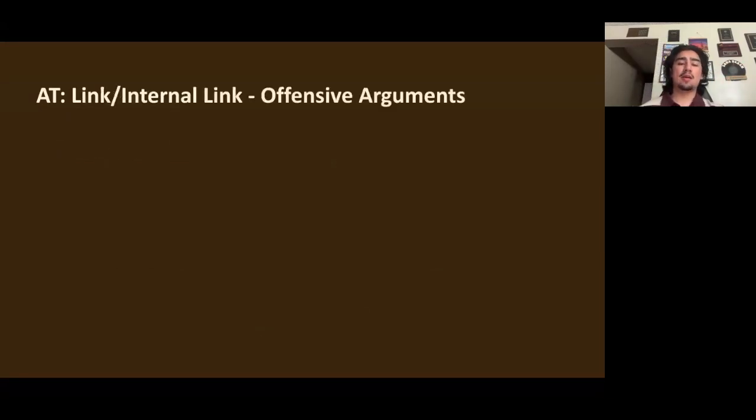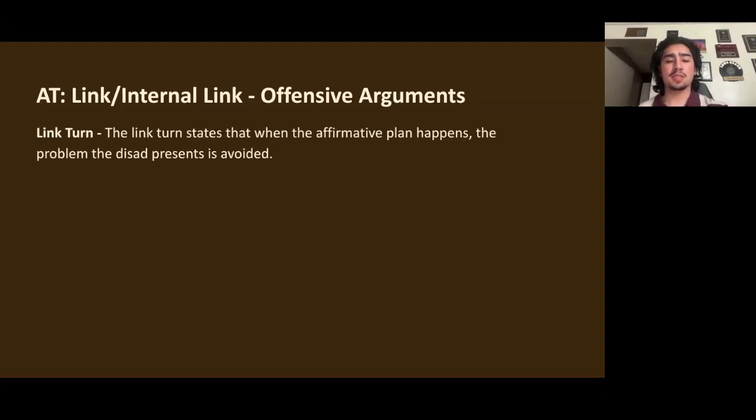Okay. There are two distinct ways on how to answer the link and internal link, and there are offensive ways to answer the link, and there are defensive ways to answer the link. We're going to talk about the offensive ways to answer the link arguments first. The first one is a link turn. The link turn states that when the affirmative plan happens, the problem the disad presents is avoided or even solved. This is offensive because if you prove that the affirmative either avoids the disad by enacting the plan or actually solves the disad, then that's offense. You're basically saying that this is a new advantage for the plan.